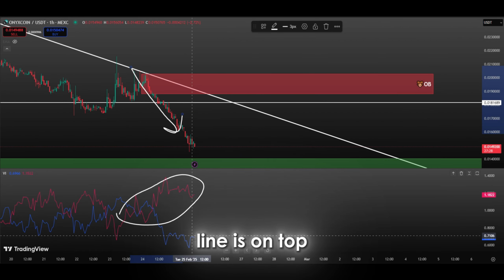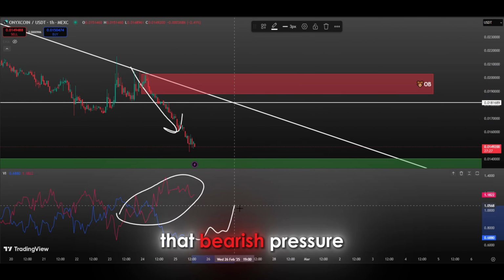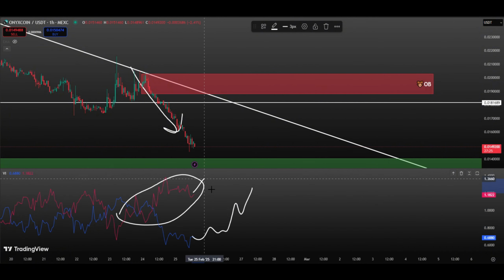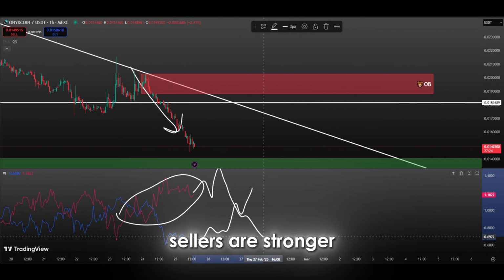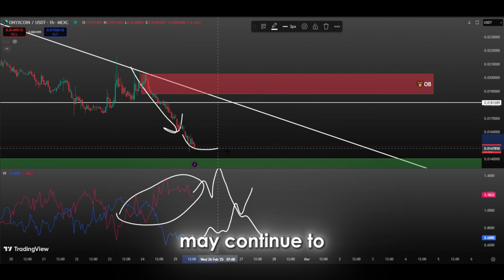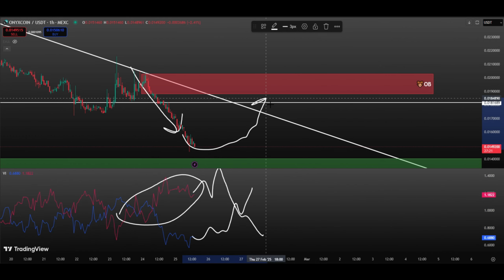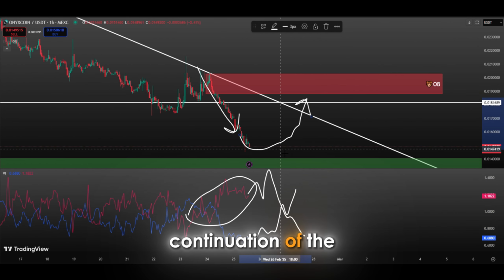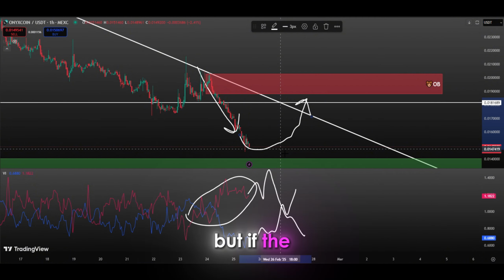Currently, the red line is on top, indicating that bearish pressure is dominating the market. This means that sellers are stronger in the market, and the price may continue to move downwards. The predominance of the red line signals a continuation of the bear market in general, and a downward trend in prices, but if the blue line can move to the upper side, then the uptrend begins.